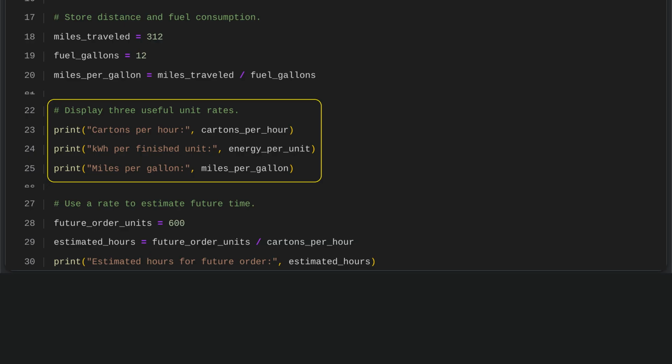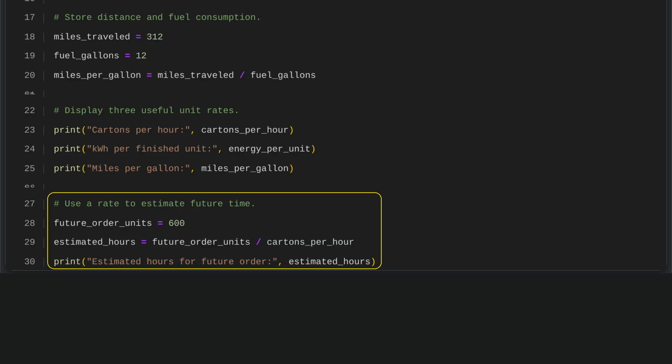The code prints 3 unit rates: cartons completed per hour, energy used per finished unit, and miles traveled per gallon of fuel. Together, these calculations summarize production speed, energy efficiency, and fuel economy. To estimate the time for a future order of 600 units, divide the number of units by the current cartons per hour rate. The result gives the expected production hours, which can then be shown as a simple forecast for completing the order.